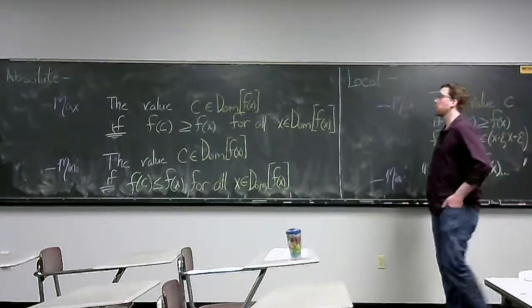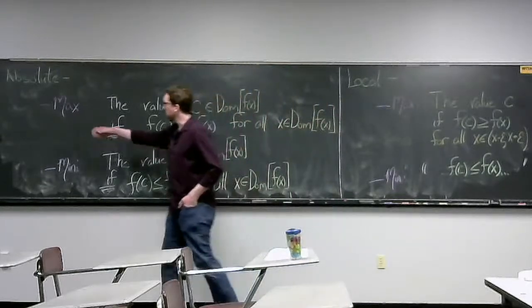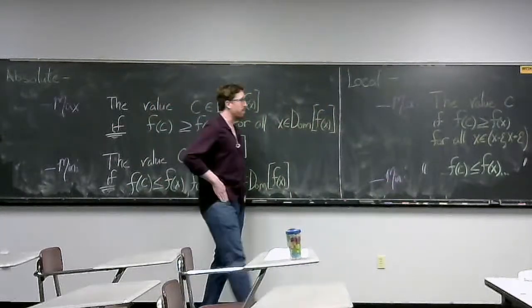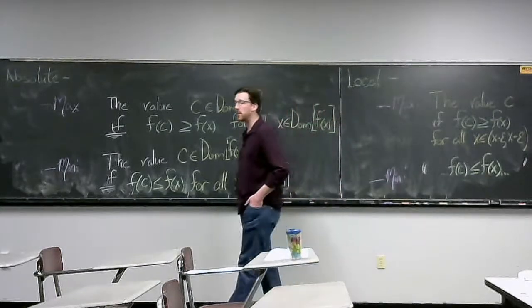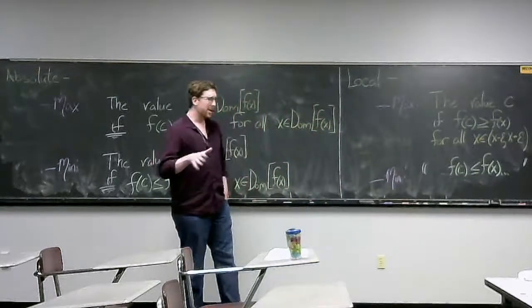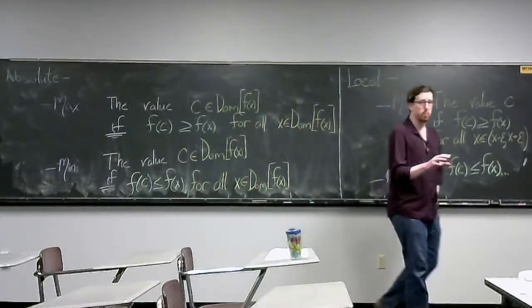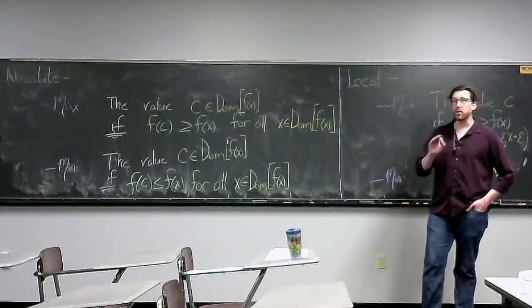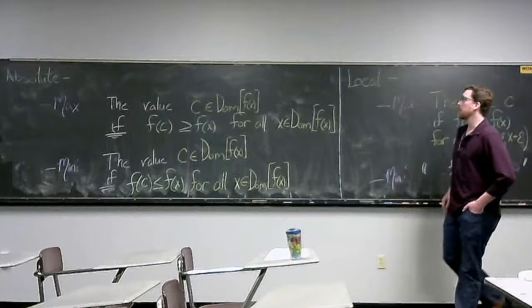Today's lecture, we're going to start off with two different definitions. The first one is of the ideas absolute max and min, and the second one is of the idea local max and min. There are going to be some similarities between the two definitions, but they are different and they do have very different implications.